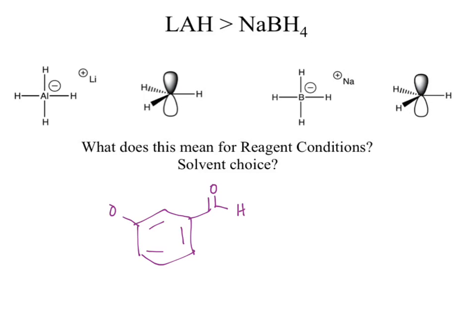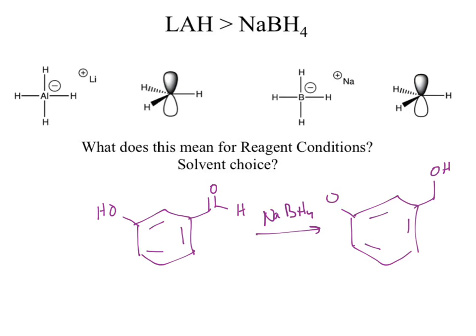If we had something along these lines, we could probably get away with using sodium borohydride here to do the reduction. We would probably have a hard time using the lithium aluminum hydride, because what would the lithium aluminum hydride do instead? React with the hydrogen on the outside, neutralize itself pretty quickly, and probably in a giant ball of flame. Okay? So we don't want to use the lithium aluminum hydride in that circumstance.